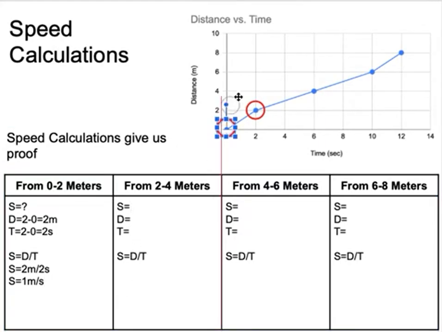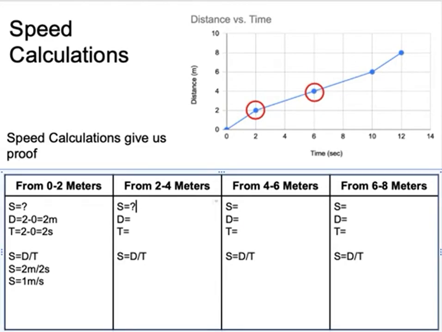The next one is moving from 2 meters to 4 meters, from this dot to this dot. So let's look at it. We know that my speed is a question mark. Now my distance is going from 2 meters to 4 meters. So I need to do some subtracting. It ended at 4 meters and it started at 2 meters, so I know that it traveled 2 meters.